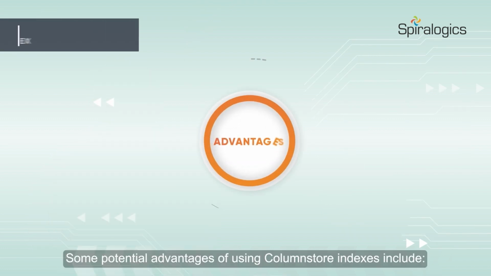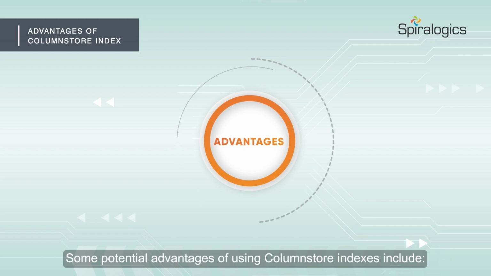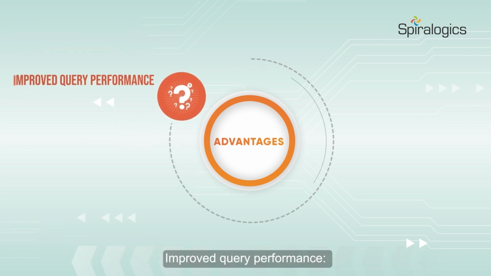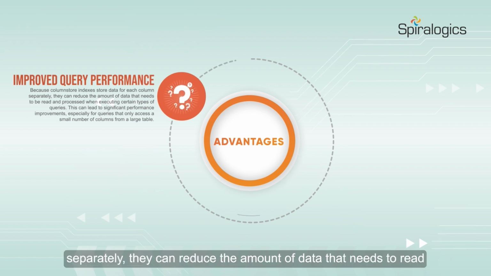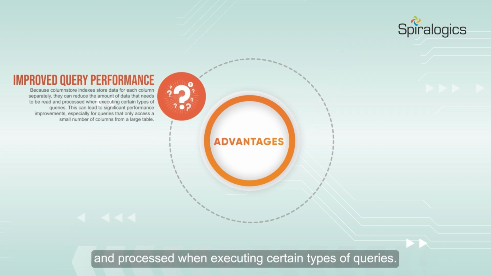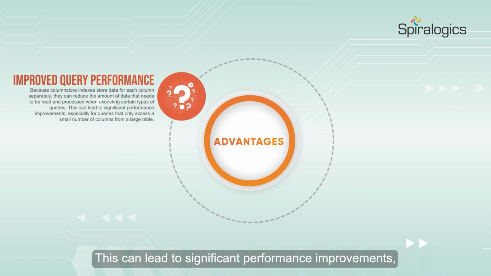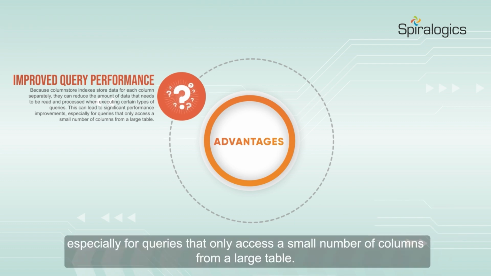Some potential advantages of using column store indexes include improved query performance. Because column store indexes store data for each column separately, they can reduce the amount of data that needs to be read and processed when executing certain types of queries. This can lead to significant performance improvements, especially for queries that only access a small number of columns from a large table.